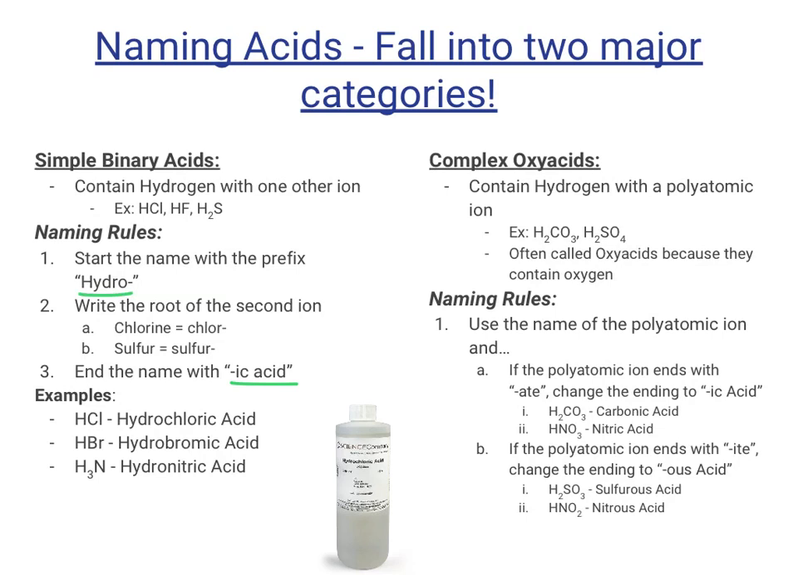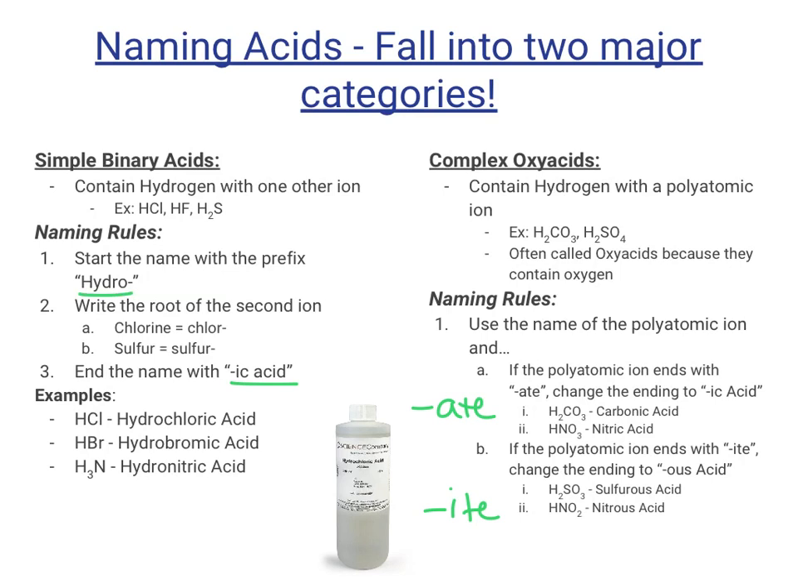Complex oxyacids are going to be acids that involve oxygen and usually are going to be hydrogen with a polyatomic ion. The way we name those, it has two basic categories. We have the ions that end with ate, and we have the ions that end with ite. If it's a polyatomic that ends with ate, such as carbonate, nitrate, sulfate, etc., then we change the ate to ic acid. So carbonate becomes carbonic acid, nitrate becomes nitric acid, etc.